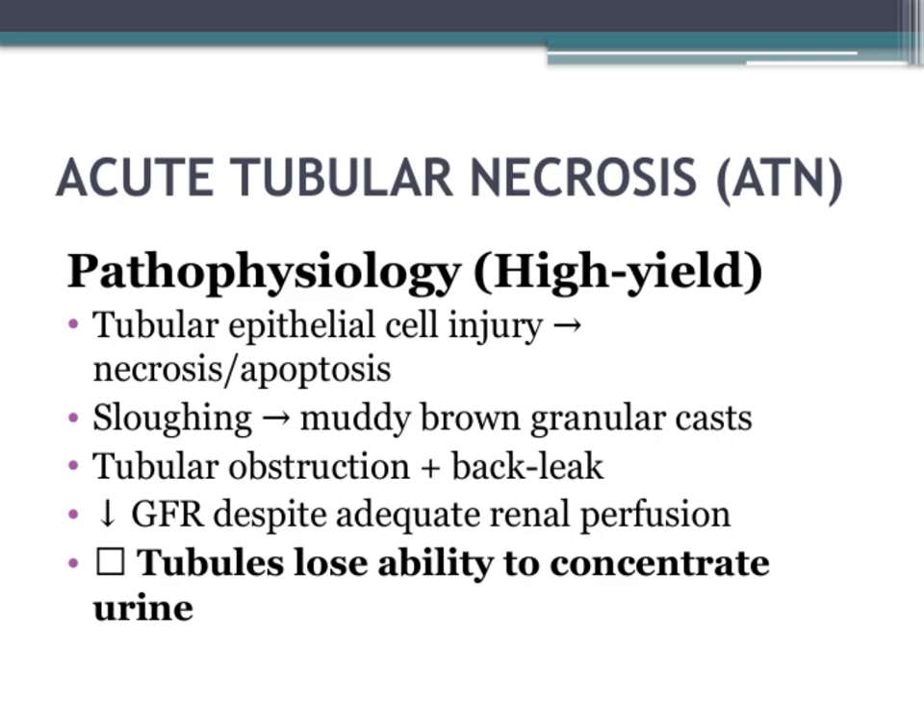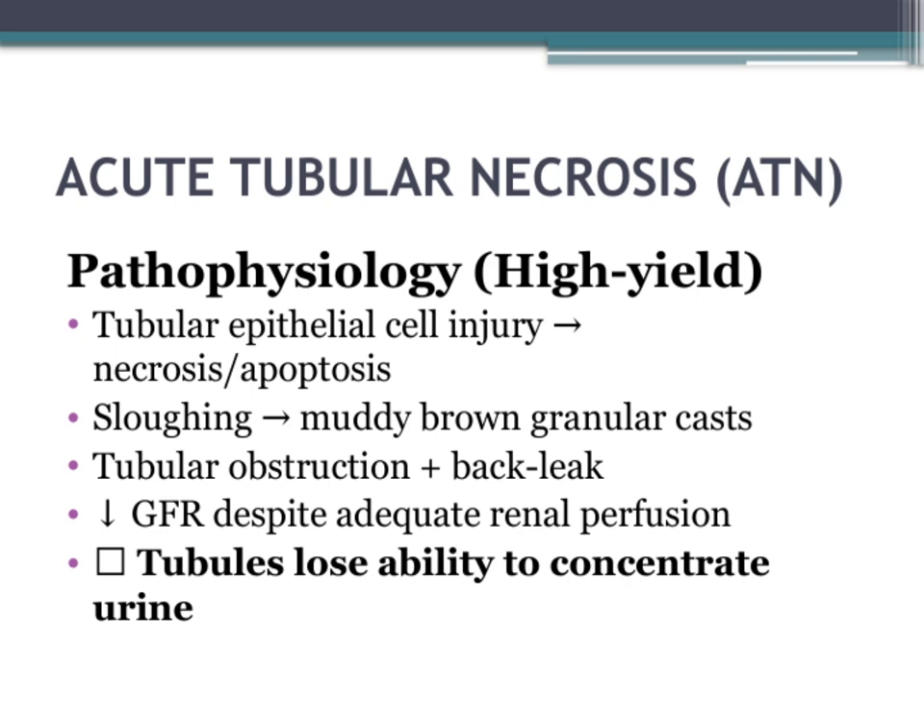Now, these sloughed cells and debris can lead to tubular obstruction, which impairs the flow of filtrate. At the same time, there's backleak of filtrate, further disrupting normal kidney function. As a result, despite adequate renal blood flow, the glomerular filtration rate, or GFR, decreases. This is a key point because it highlights that the problem isn't just blood supply, but how the tubules themselves are damaged. One of the most important consequences of this damage is that the tubules lose their ability to concentrate urine. Normally, tubules help conserve water and produce concentrated urine, but when they're injured, this function is impaired.